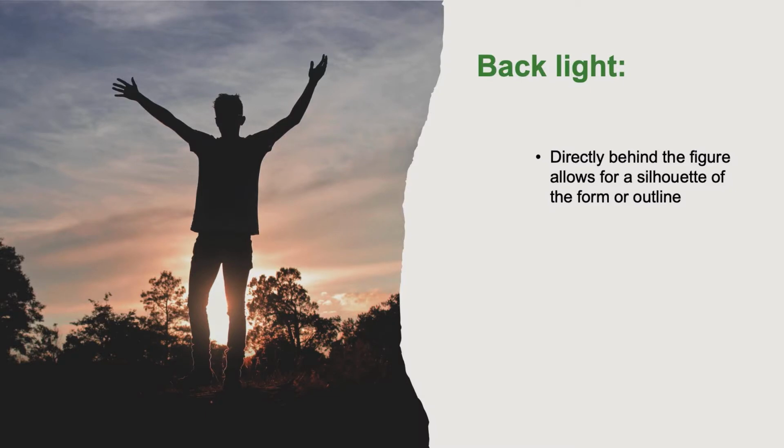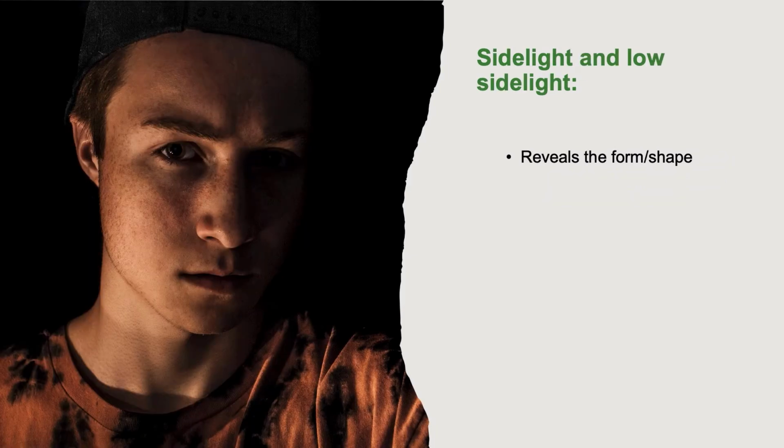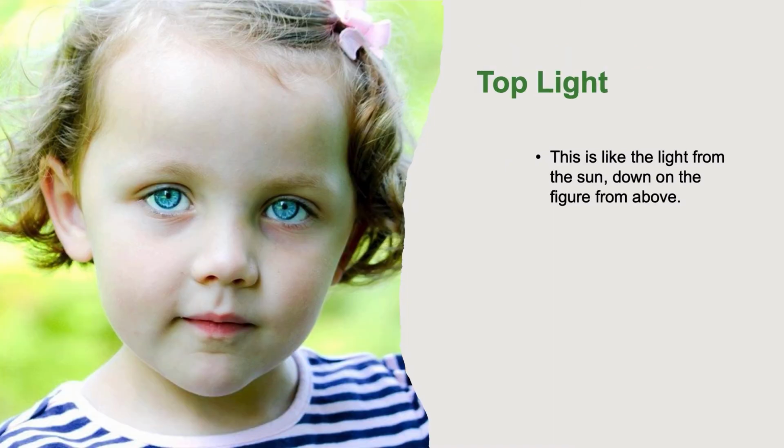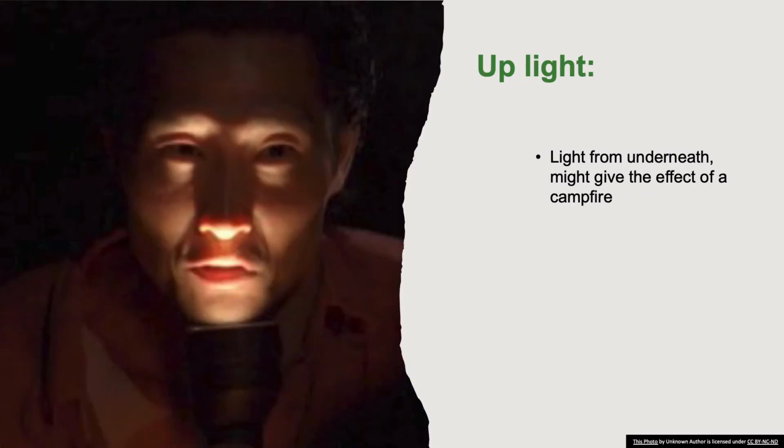Backlight, directly behind the figure, allows for a silhouette or a form outline. Side light and low side light reveals the form and shape. Top light, this is more like light coming directly from the sun, down on the figure from above. Uplight, light from underneath might give off the effect of a campfire. Uplight inverts all of the natural lighting one might normally see from the sun.